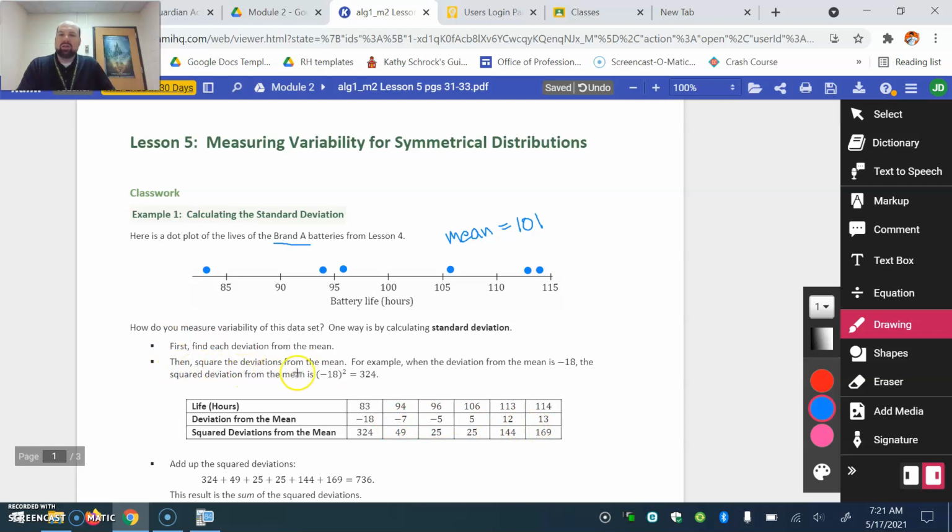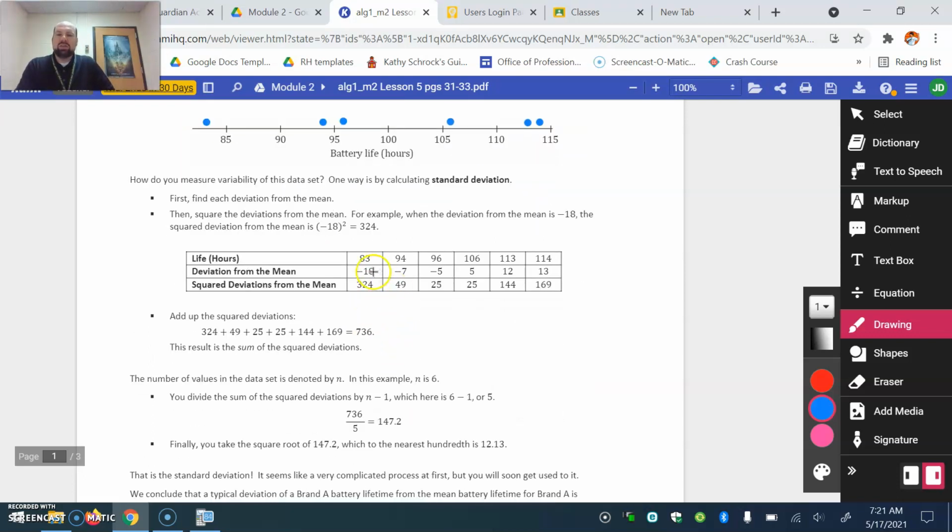Then square the deviation from the mean. For example, when the deviation is negative 18, the square of it is 324. In other words, we're going to end up with a positive number. All of that has been done in this table for you: the deviations, which we found in a previous lesson, and then the squares of all of those. Now, we're going to add up all of these. So we get a total of 736.